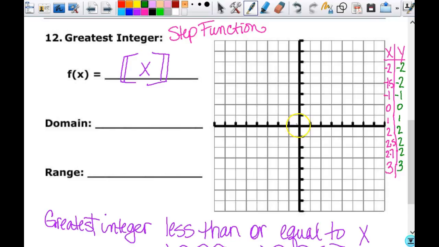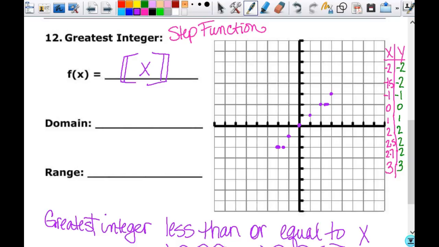So I'm going to go to -2, -2, right? I'm going to go to -1.5. I'm still at -2. At -1, I'm at -1. At 0, I'm at 0. 1, I'm at 1. At 2, I'm at 2. If I'm just picking those numbers, it kind of looks like it should be a line, right? If I'm at 2.5, I'm at 2. If I'm at 2.7, I'm at 2. But if I'm at 3, I'm at 3. This kind of looks like a hot mess right now, right?